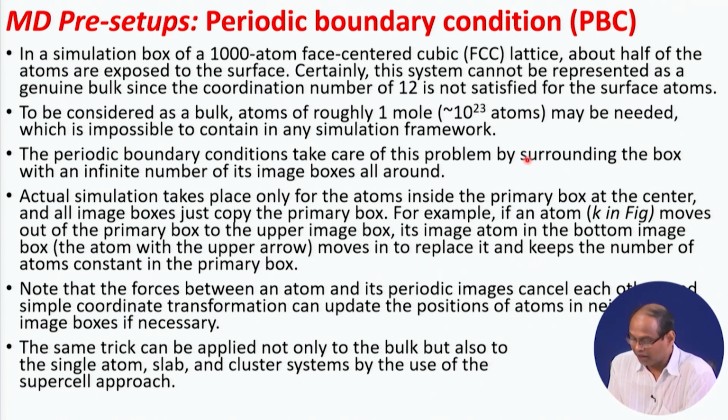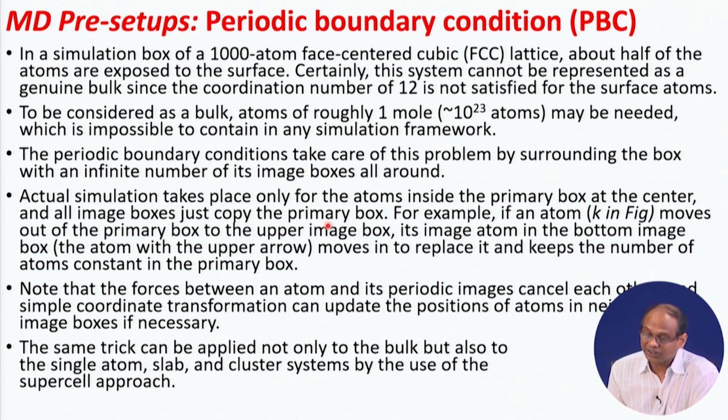We take care of this problem by surrounding the box with an infinite number of its image boxes all around. So you consider a box, and then on all the faces, let's say if you have a cube, all these 6 faces, even on the corner side, will be surrounded by imaginary boxes. We consider an infinite number of imaginary boxes.